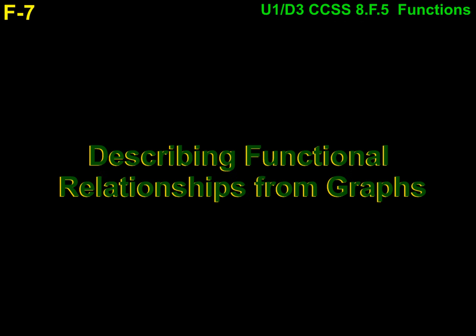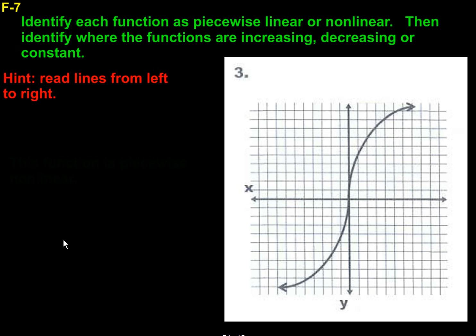Tonight's homework is F7, Describing Functional Relationships from Graphs. We'll start with taking a look at question number 3. Identify each function as piecewise linear or piecewise nonlinear, and then identify where the functions are increasing, decreasing, or constant. And my hint here is to read the lines from left to right.